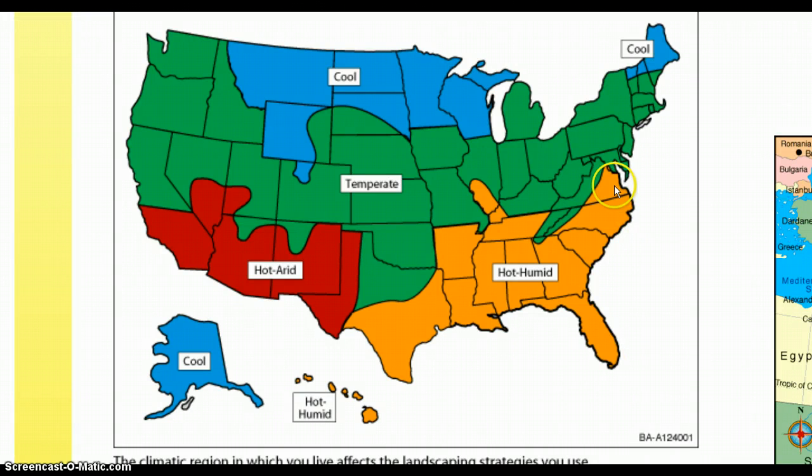So we live up here, right on the border of this hot, humid, and temperate climate. And if I was to go plant a garden, then I would use that information to decide what is best to grow in this area.